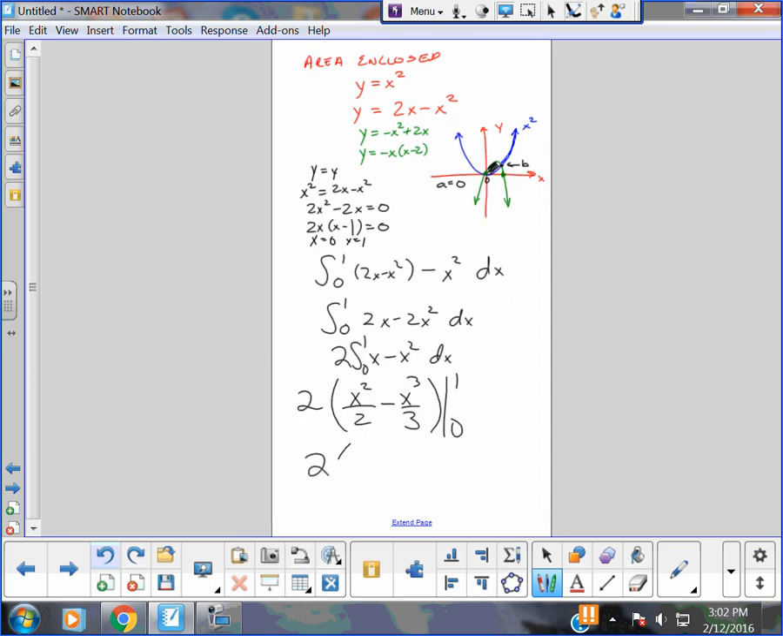I take 2 times 1/2 minus 1/3. And then I do it every time: 0 minus 0 if you plug in 0. Last time I checked, 1/2 minus 1/3, I'm going to get a common denominator of 6. 3/6 minus 2/6 is a 6th. 6 times 2, when you do all the math, guys, the area between those curves is exactly a 1/3.